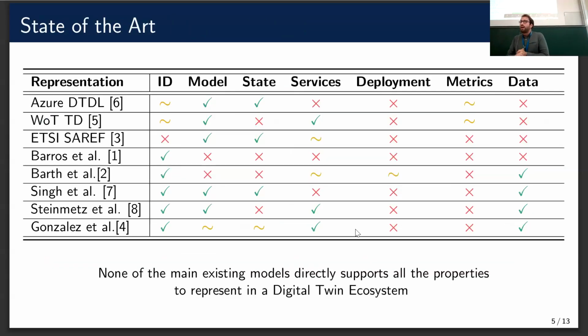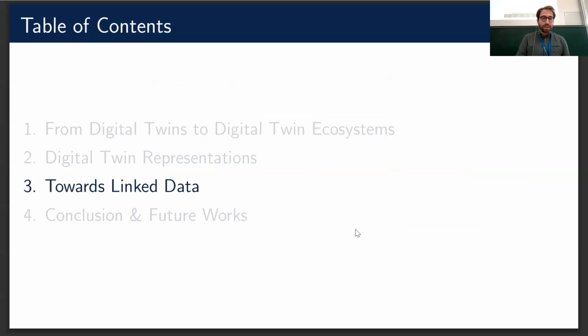So we have been looking at some representations in the state of the art. These are different models from both standardization bodies and academics. And we basically realized that none of them cover all of these properties. And so we started looking into how we could tackle this kind of problem.